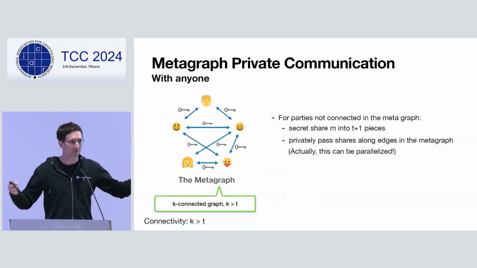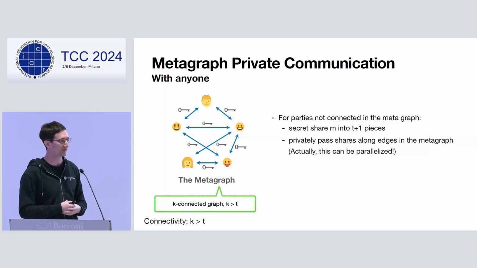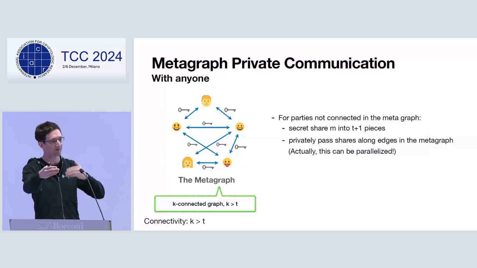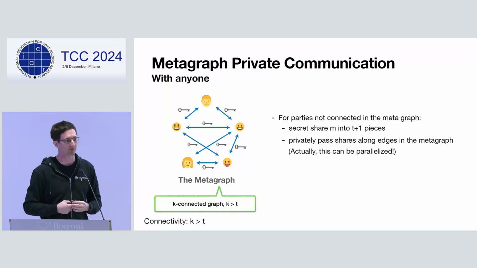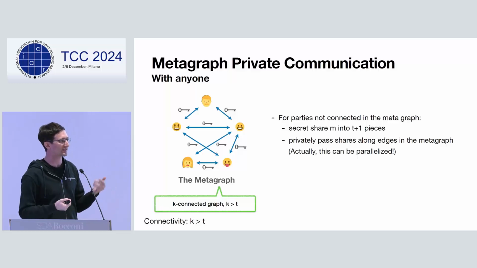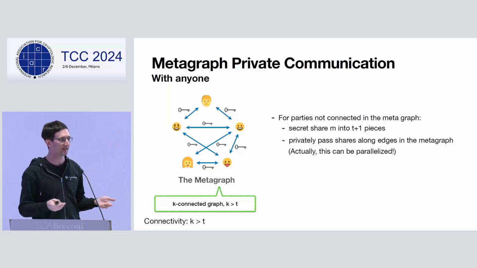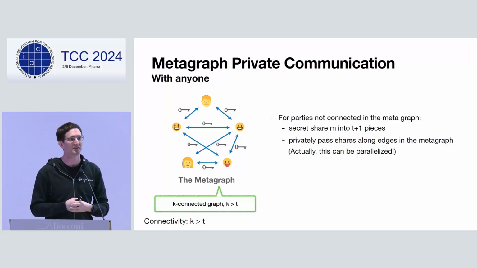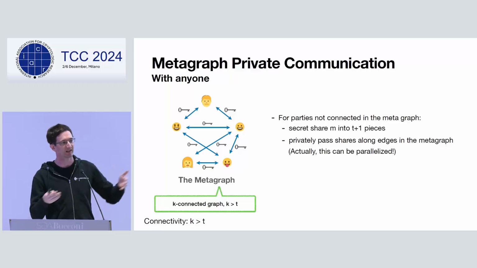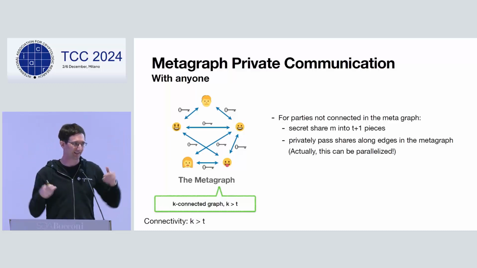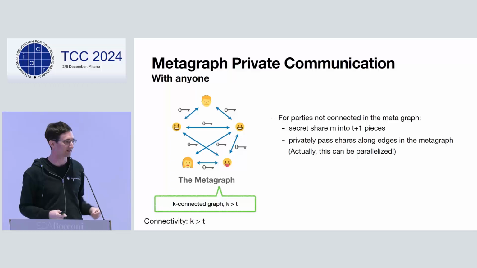So for the actual fun part is, okay, how do we do now Alice and Bob communication if they're not directly connected in this metagraph? And the idea is essentially secure message transmission. That is, in this metagraph, because it is highly connected, there will be T+1 independent paths between Alice and Bob, and we can send the message along those edges, right?